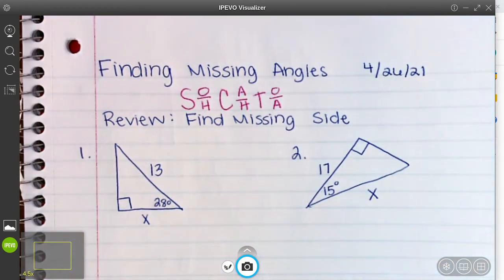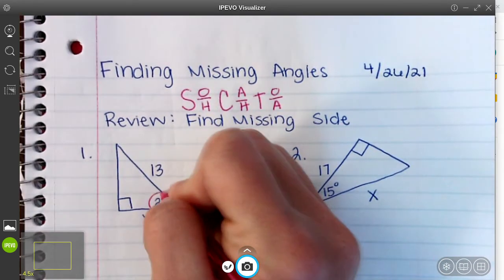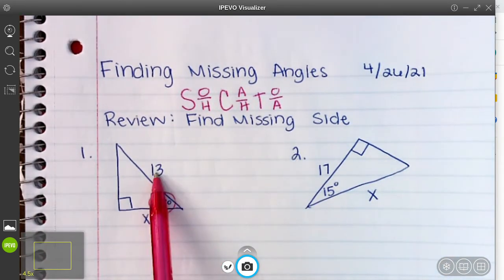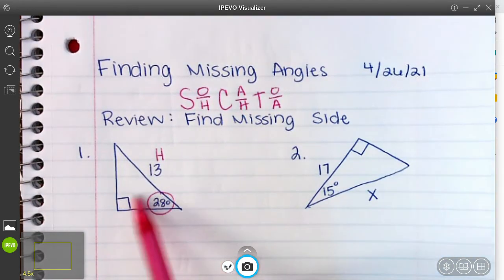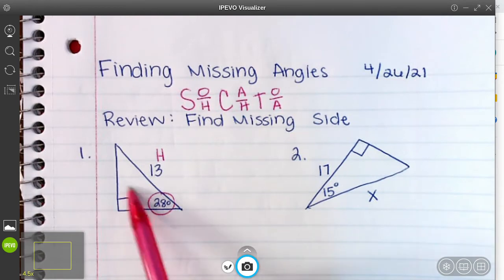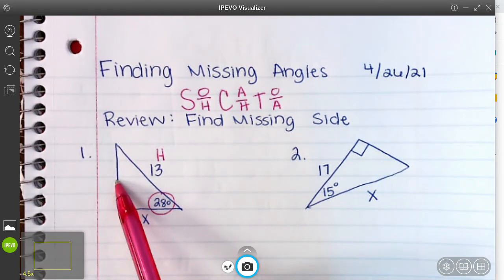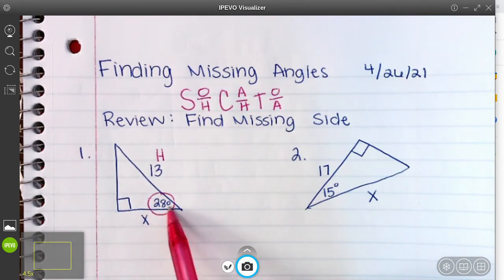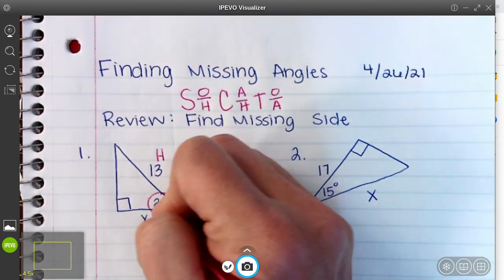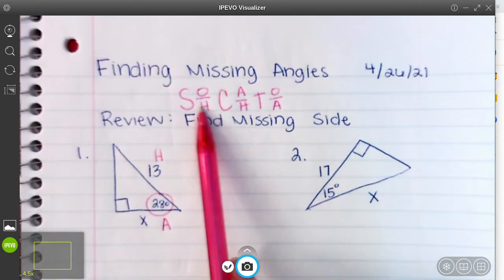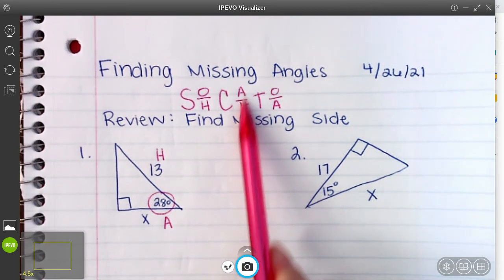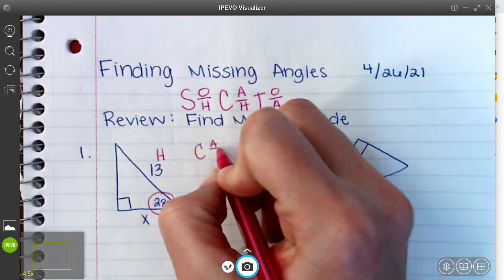Okay? So the first thing that is good for you to look at is identify what sides you're given according to the angle. The hypotenuse, we already know it's across from the right angle, so we have the hypotenuse on number 1. If it was the opposite side labeled, it would be directly across, so we don't have that. X is part of one of the sides that connects to our angle of 28, so this is the adjacent. So we have an H and an A, and then we look and see which fraction has the H and the A. And so here it's cosine, A over H.